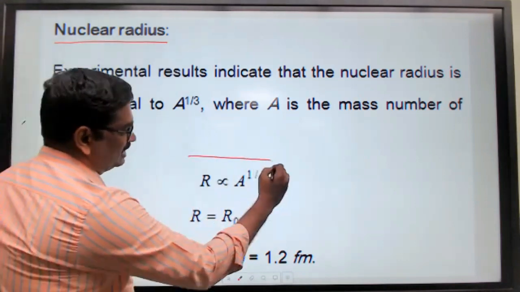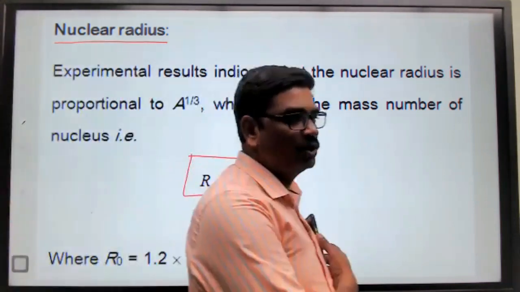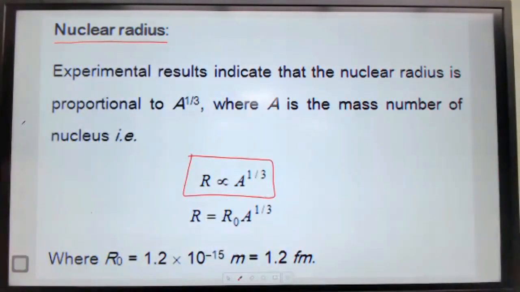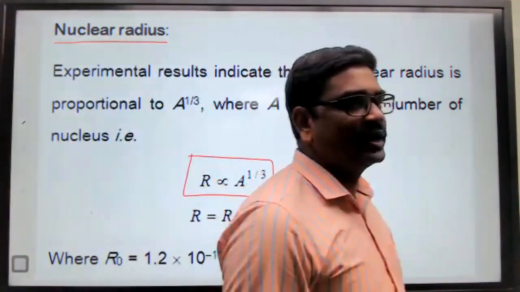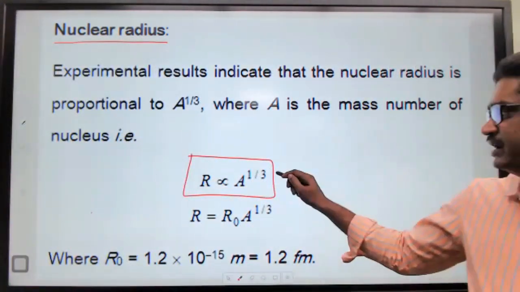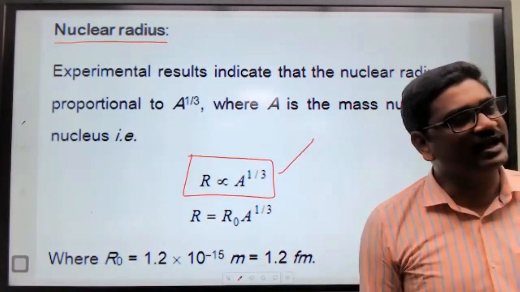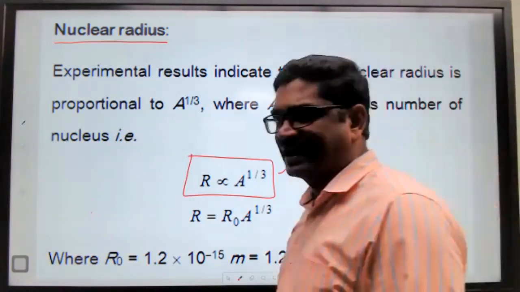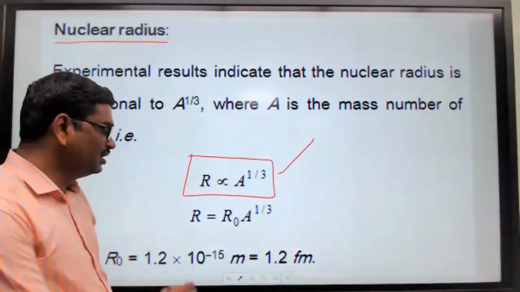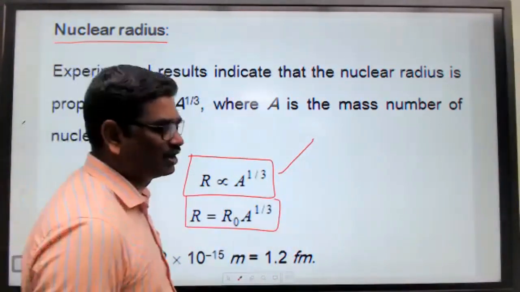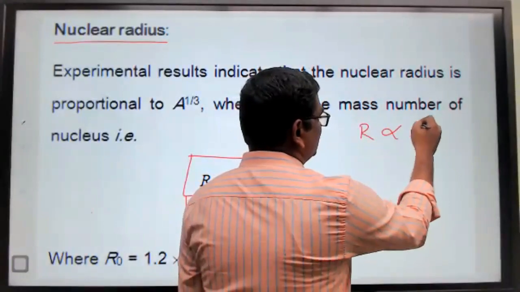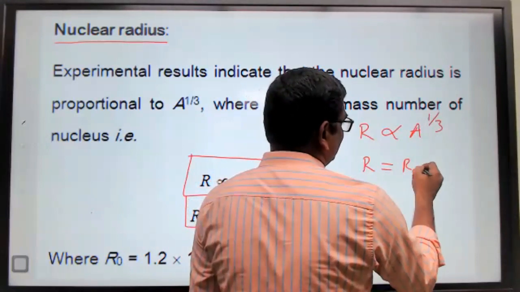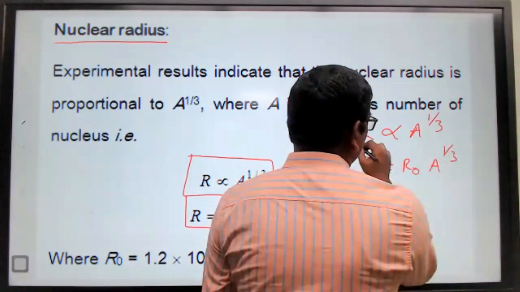So the radius of a nucleus is directly proportional to the mass number to the power 1/3. Mass number is denoted by the letter A, so the radius of any nuclei is directly proportional to A power 1/3. If you want to calculate the radius of a nuclei, we need to use this formula. In the majority of problems you need to take a ratio only. Now if you want to calculate the radius of a single nuclei, we need to use R equal to R naught into A power 1/3. Because R is directly proportional to A power 1/3, if you want to remove this proportionality, we need to introduce a constant, that is R naught. R naught into A power 1/3 is the formula.